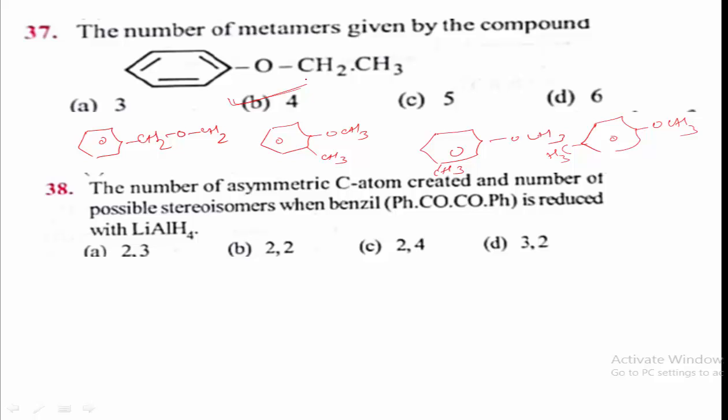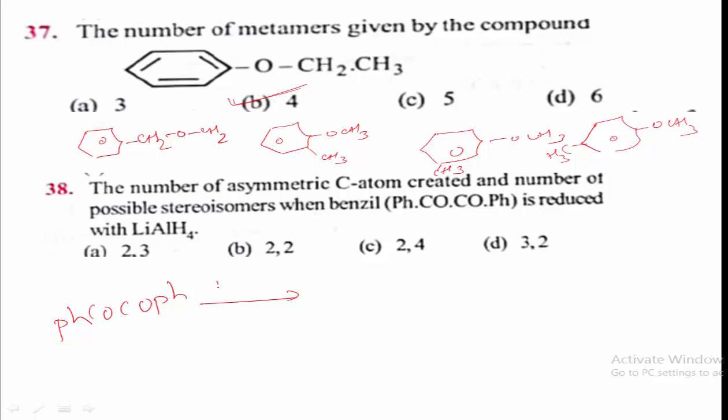Next, question number 38. The number of asymmetric carbon atoms created and the number of possible stereoisomers when benzil, whose formula is PhCO-COPh, meaning it contains 2 phenyl groups and 2 carbonyl groups, is reduced with lithium aluminum hydride. Students, remember LiAlH4 means lithium aluminum hydride. It is one of the strong reducing agents. During this time you remember this reaction: PhCOCOPh. This is called benzil.